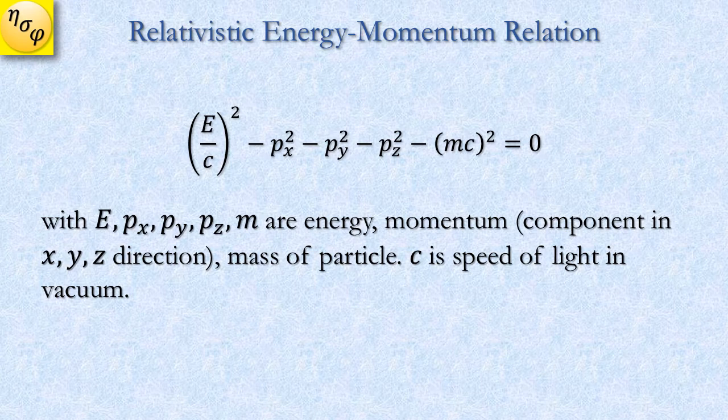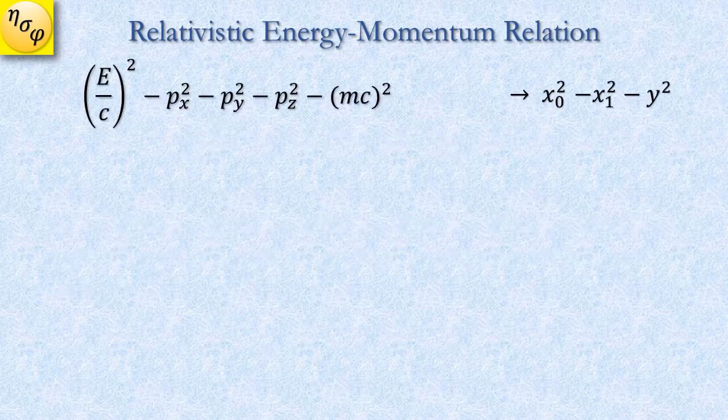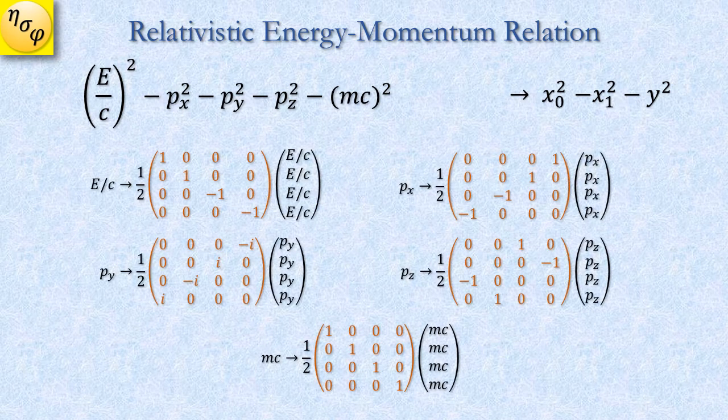Relativistic energy-momentum relation in physics is shown as in this equation, with E being energy, Px, Py, and Pz being the momentum component in xyz direction, m being the mass of particle, and finally c is the speed of light in a vacuum. More closely, this has the same form as our original problem, x0 squared minus x1 squared minus y squared, but with more terms. And so we will need bigger matrices, as shown on screen.